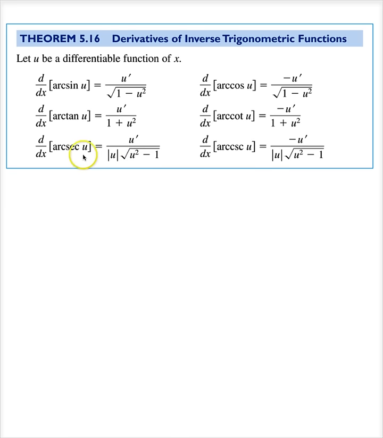Now, if you know those, you're in really good shape because the derivative with respect to x of arc cosine is minus u prime divided by the square root of 1 minus u squared. So the derivative of arc cosine is minus the derivative of arc sine. Just like the derivative of arc cotangent is minus the derivative of arc tangent, and the derivative of arc cosecant of u is minus the derivative with respect to x of arc secant of u.